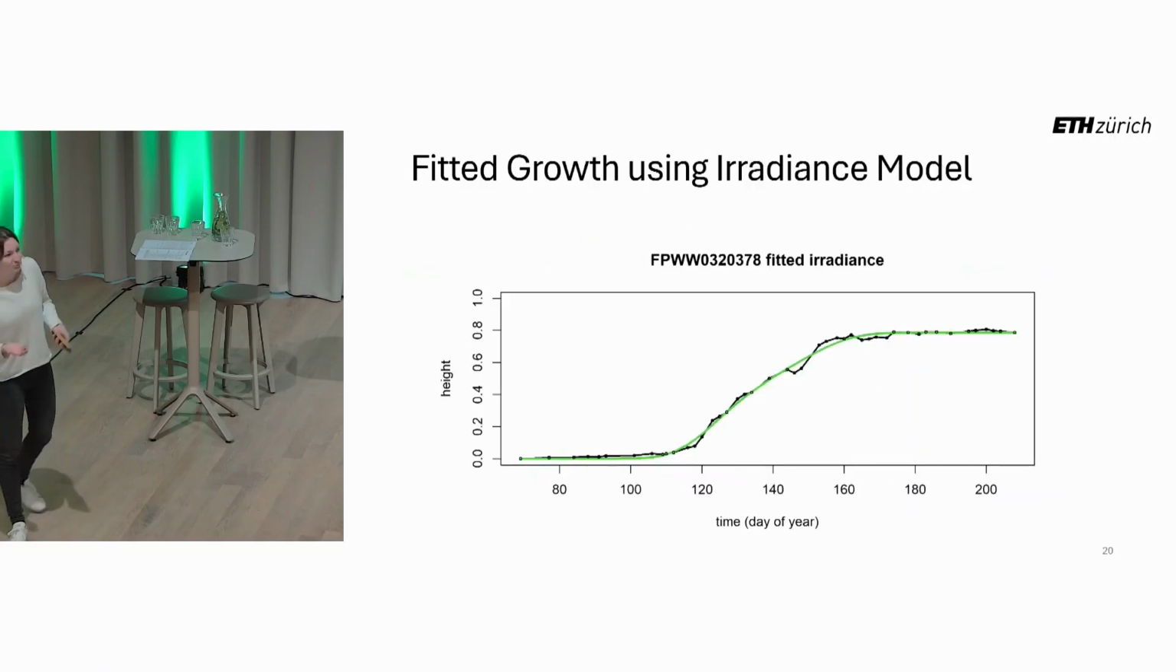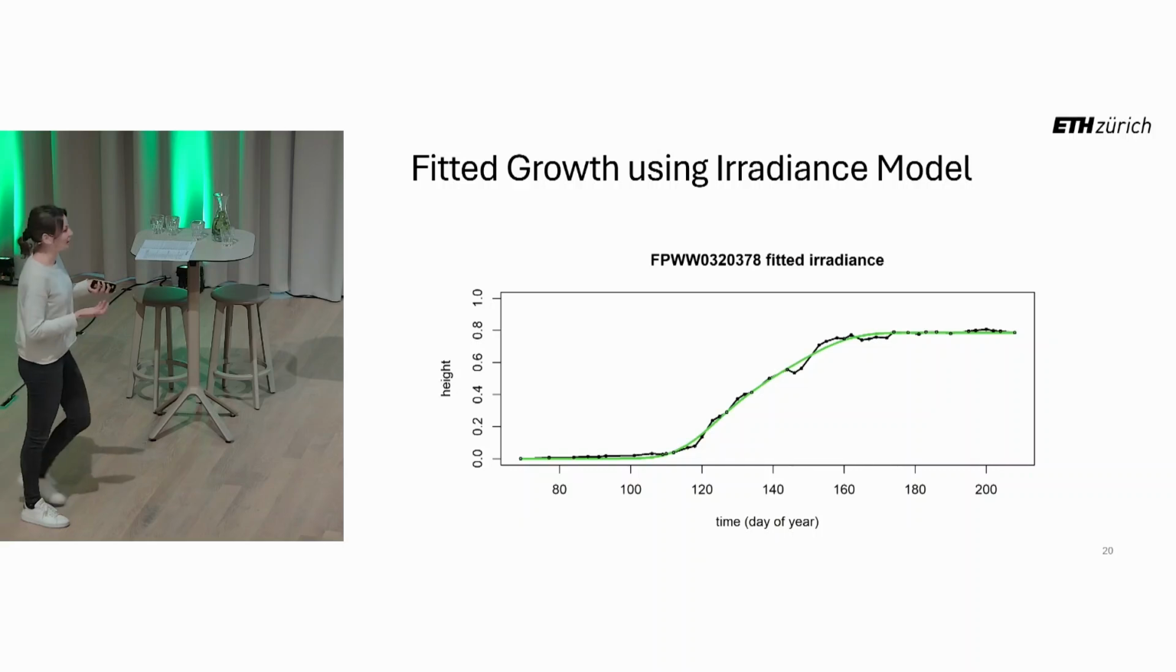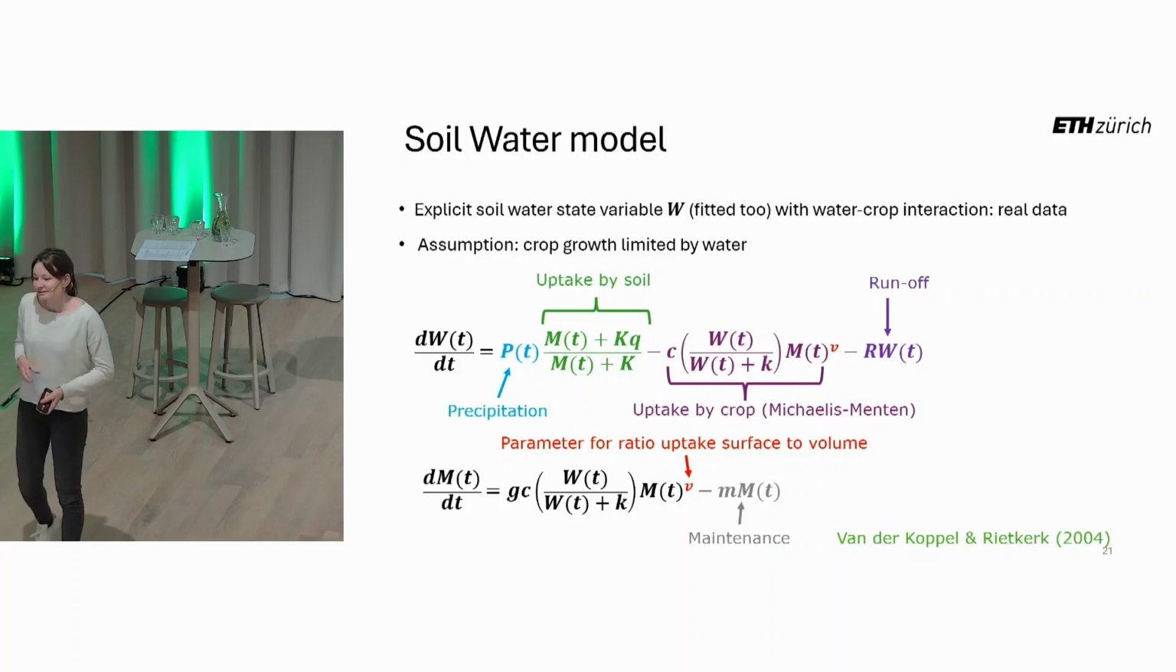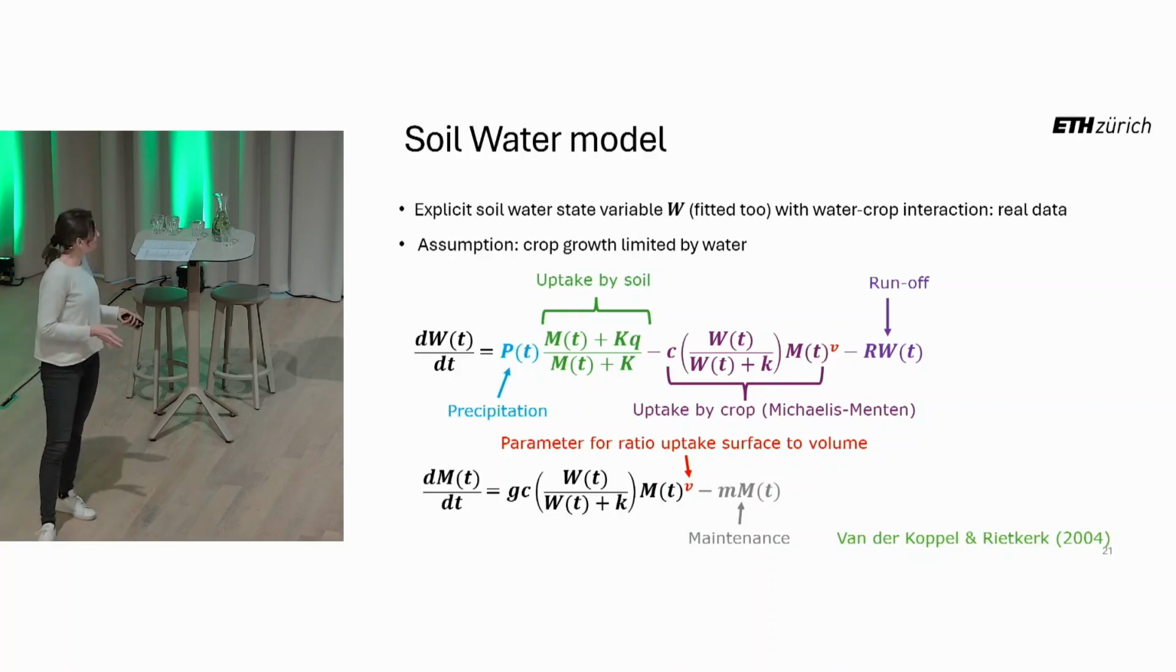And just to give you an example, this is what it looks like. That's just an example of one genotype: in black, the measured height, and in green, the fitted irradiance ODE. Now, the soil-water model looks a bit more complicated.